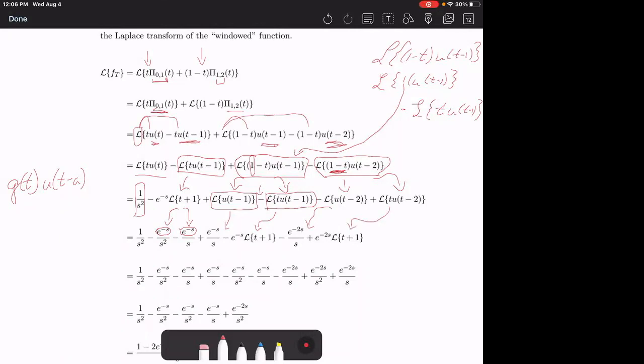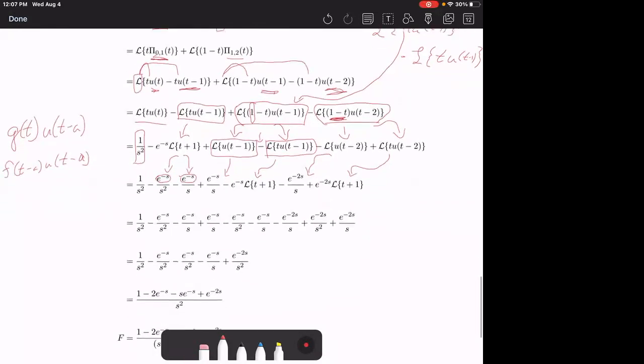And these all follow by those 2 or 3 rules that we learned in the previous section, depending on the form, whether it's f of t minus a times u of t minus a, or if it's g of t times u of t minus a. We have rules for calculating those Laplacians. From there, we're just going to finish by calculating what the Laplacians are of t plus 1. But they're very simple. That's just 1 over s squared plus 1 over s.